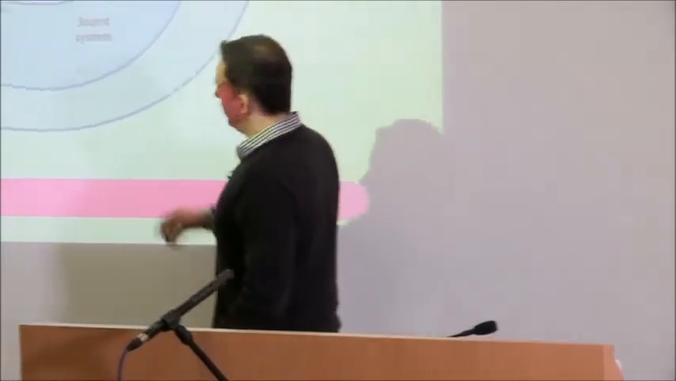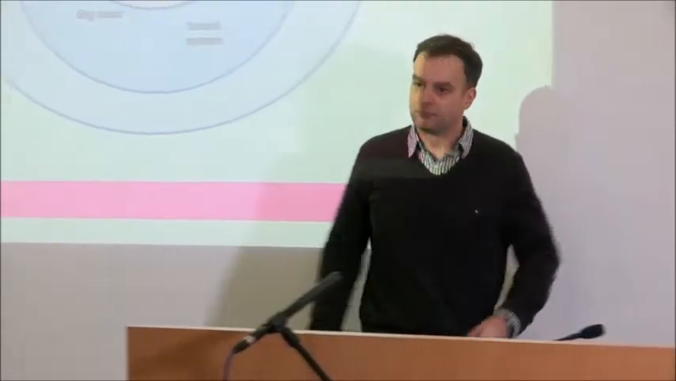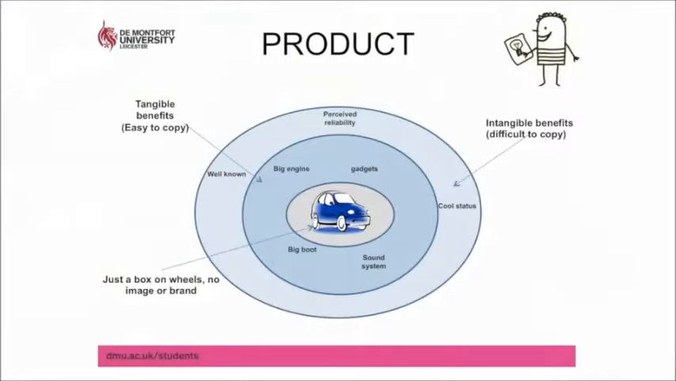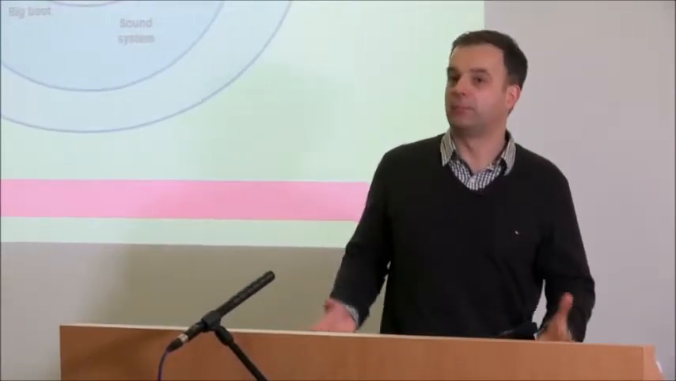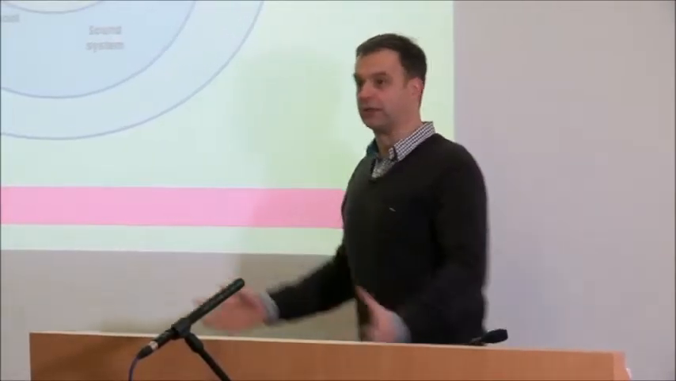So we've given an example, and I've mentioned this in terms of the car. So the core product is a box on wheels. The next aspects of it, the tangible benefits, the benefits that are easy to copy. And what we're trying to do now is look at things that cannot be copied by our competitors. So the tangible benefits are the obvious ones. So every car can have a big boot. You can have a big boot if you drive a Volkswagen or a Mercedes. They've all got big boots.